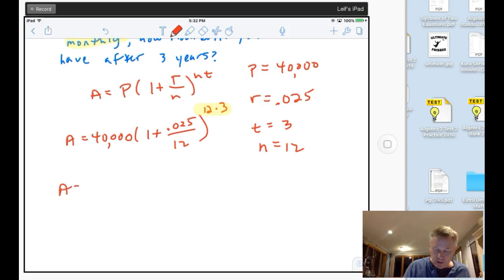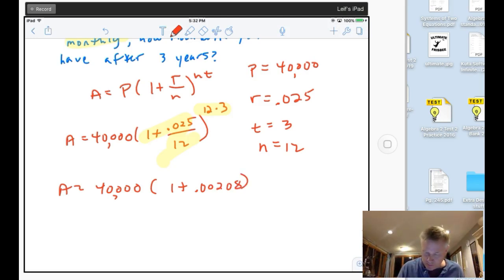So next, I start with what's in the parentheses. I'm doing that first. 0.025 divided by 12. I do that first, which turns out to be like 0.00208 or so, something, to the 36 power. 12 times 3 is 36. And then I'm going to add the 1 and take that to the 36 power, okay?